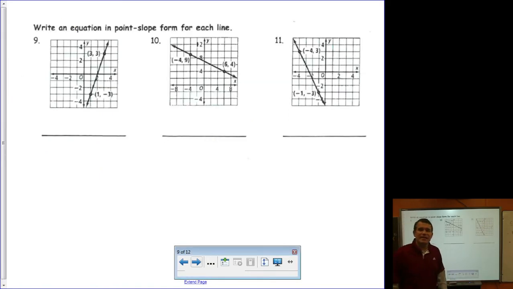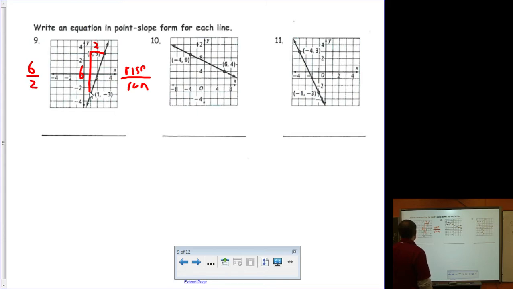All right, in each of these I need to look at a line and name the equation for it. Okay, the equation I get here in number 9 is going to depend on which point I use for the equation. First, I always need to know the slope of my line, and I can find the slope by doing the rise over the run. 1, 2, 3, 4, 5, 6. 1, 2. This line has a slope of 6/2, which equals 3.